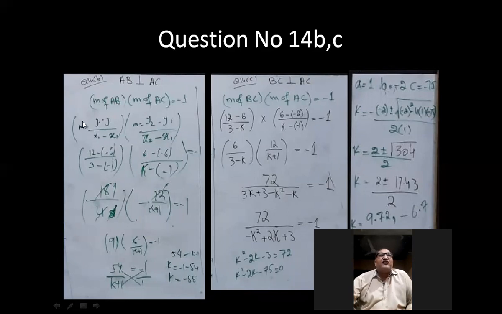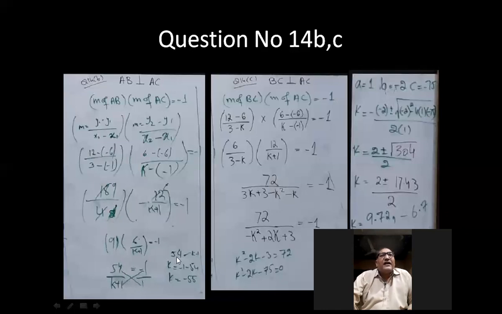So I have applied the gradient formula on the AB point. So the gradient will be 12 minus 6 divided by 3 minus 1. And the gradient of the AC will be 6 minus 6, K minus 1, so it will be 18 by 4, and it will be 12 divided by K plus 1. So here you have considered with the 2, so it will be 9 by 2, and here this 2 will be cancelled with this 12, it will be 6. So we will have 9 into 6 divided by K plus 1 equals to -1. So it will be 54 divided by K plus 1 equals to -1.